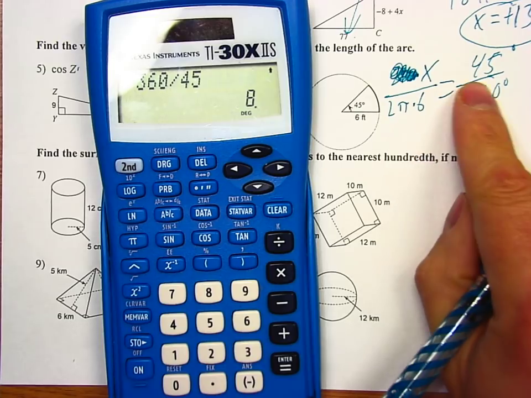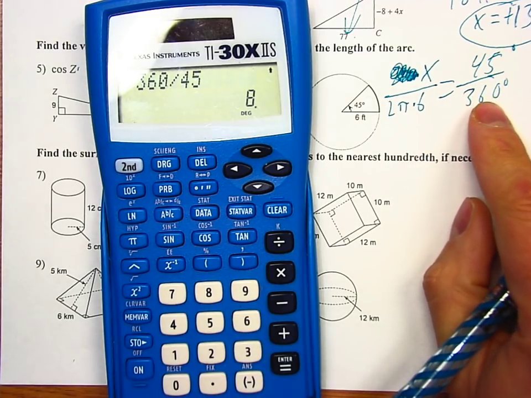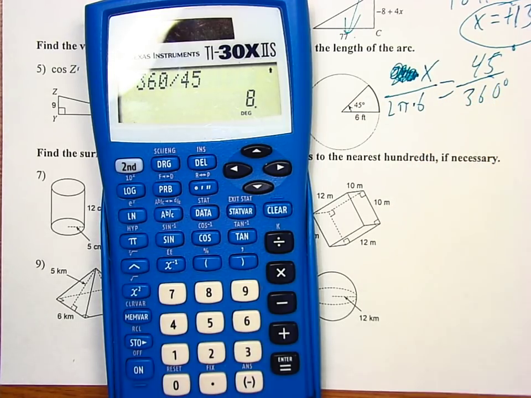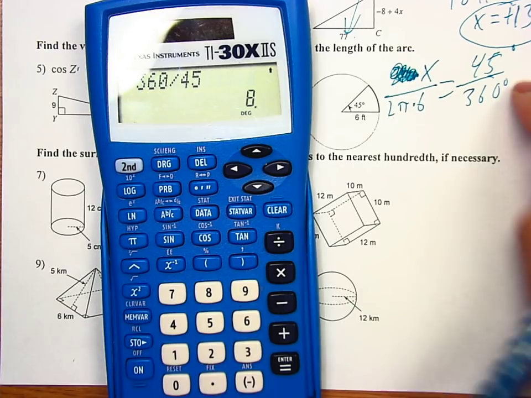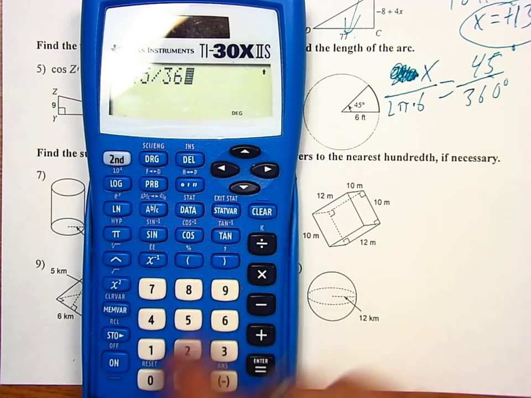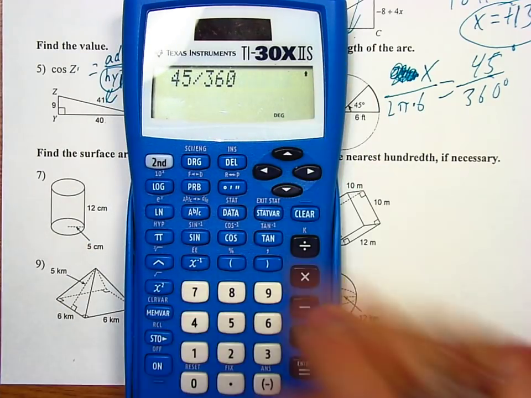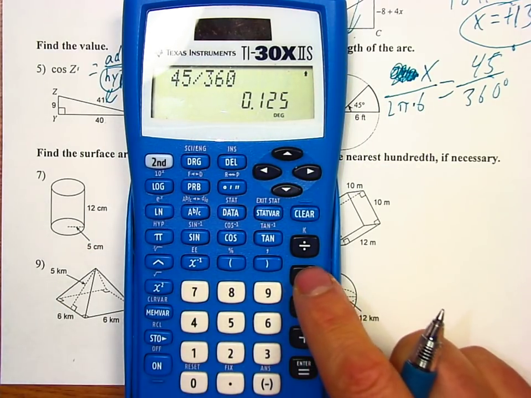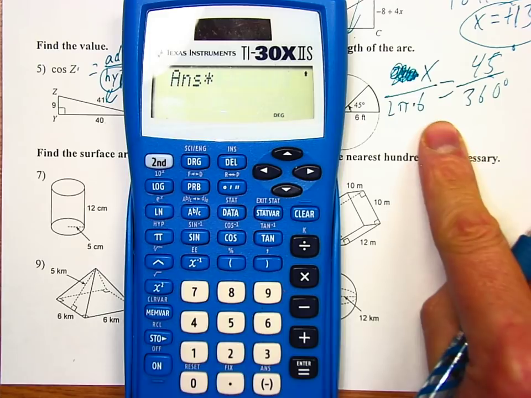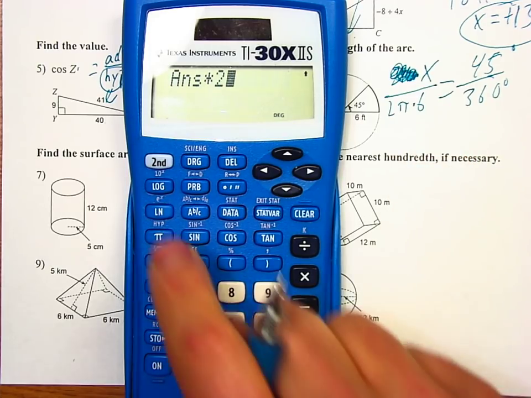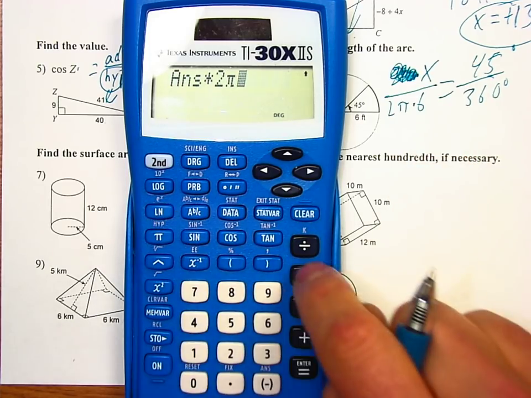So I can take 12 pi over 8 as my answer here. Or I can do this as a decimal format. Or I can just do 45 over 360, the 1/8, times 2 pi times 6, or 12 pi. 2 pi times 6.